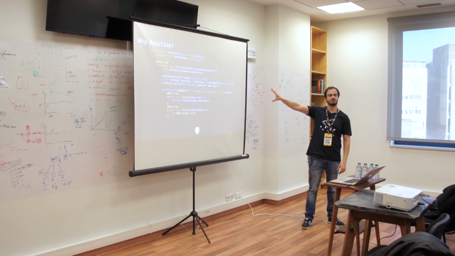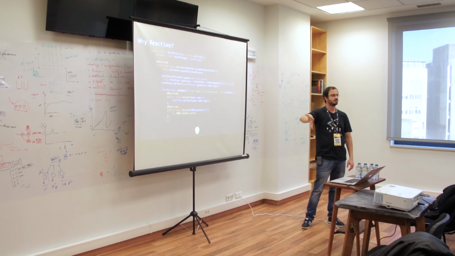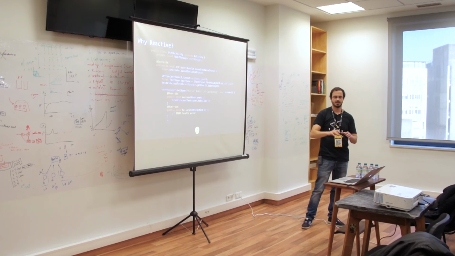This is an example of Android. So you have an activity, which is one of the main blocks that you can have in an application. But this activity has a life cycle. So it can be created, it can be resumed, it can be stopped. There are a lot of states in there.